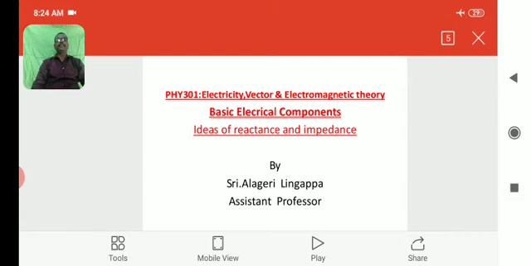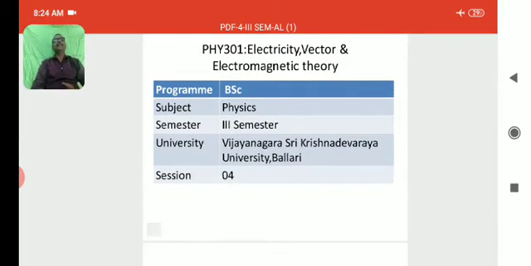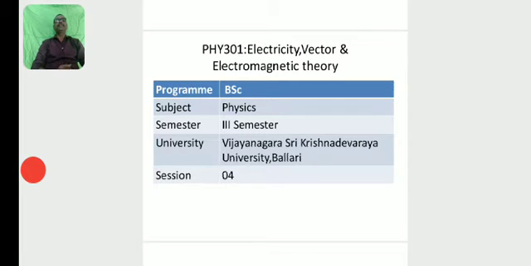Today, we will discuss the ideas of reactance and impedance, which come under the electricity, vector analysis, and electromagnetic theory branch. So, basic electrical components. Electricity, vector analysis and electromagnetic theory, program BSc, subject Physics, third semester, Vijayanagara Sri Krishnadevaraya University, Ballari, session 4.